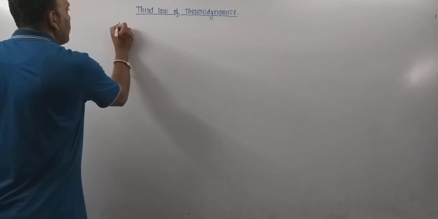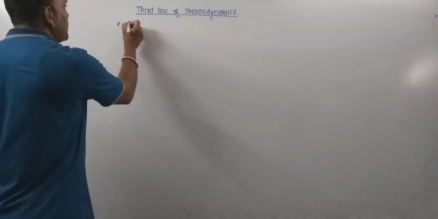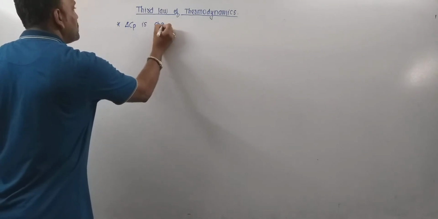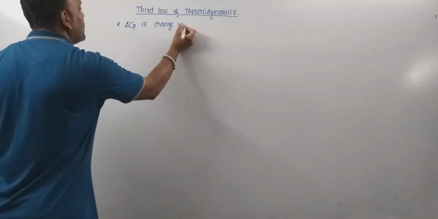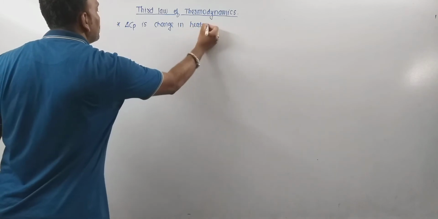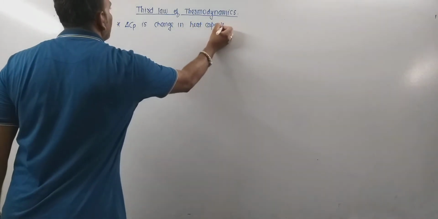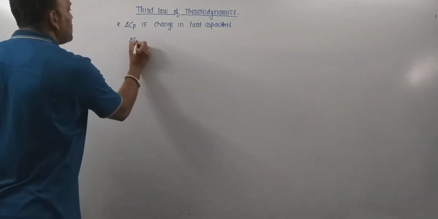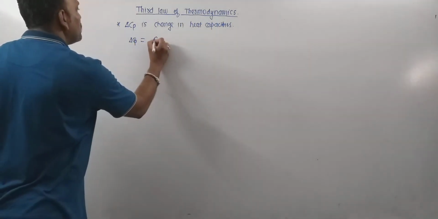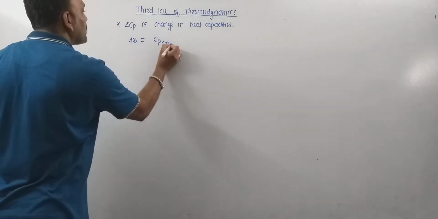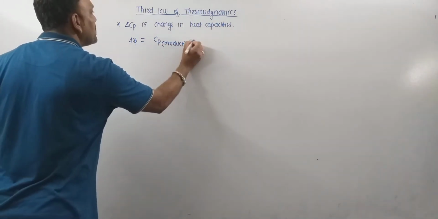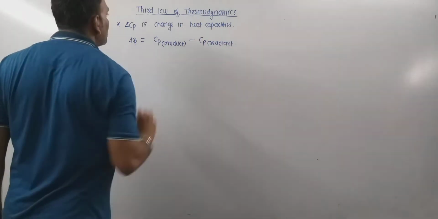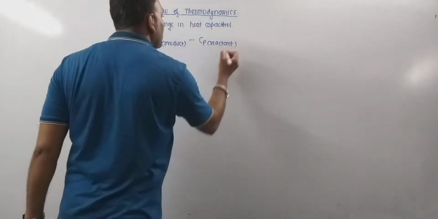So remember, what is delta Cp? Remember, delta Cp is the change in heat capacities. So that can be given as delta Cp equals Cp of product minus Cp of reactant. So let's see what happens as temperature decreases.